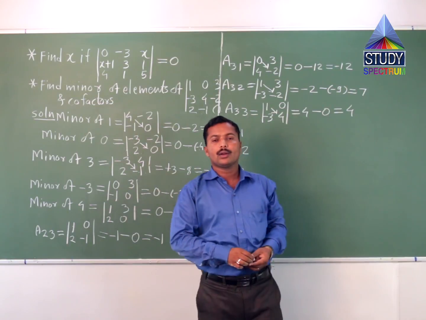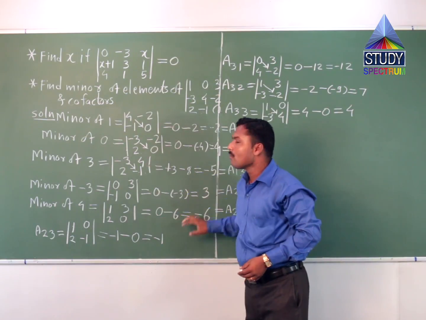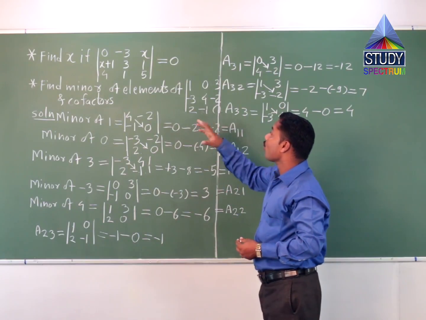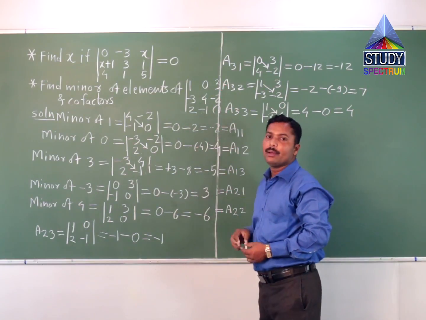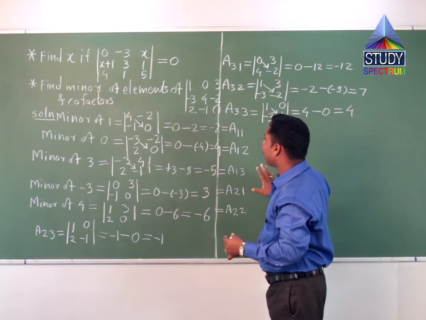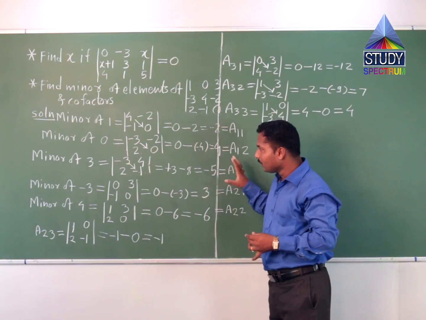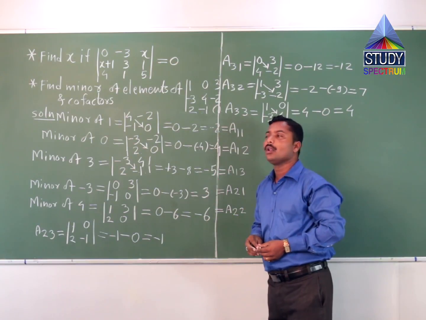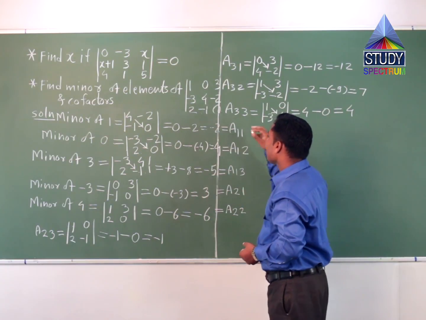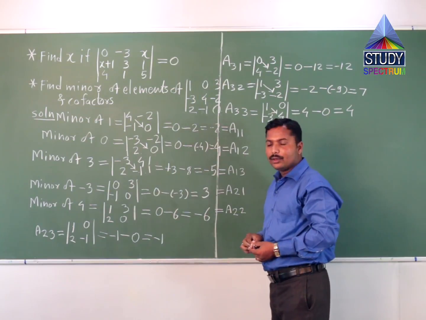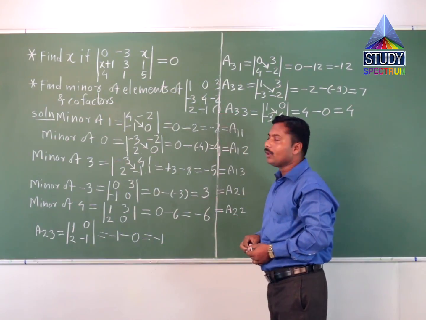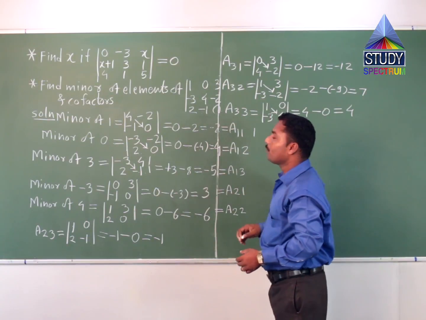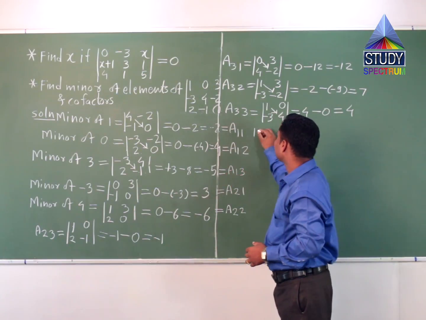In this manner we have found all the minors, and we also want to find the cofactors of these elements. So I will use a very simple technique, which is also useful in 12th standard. So this is a 3 by 3 determinant. The minors are already found, so we find the cofactors directly.